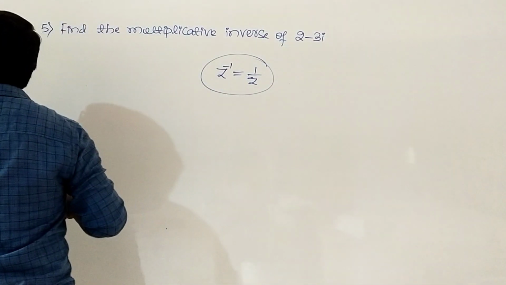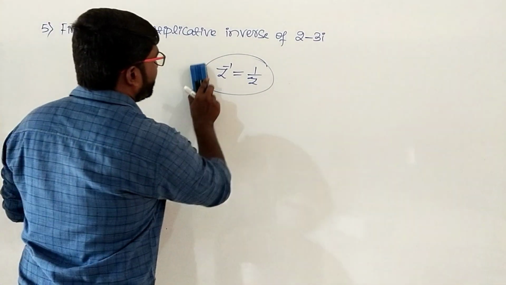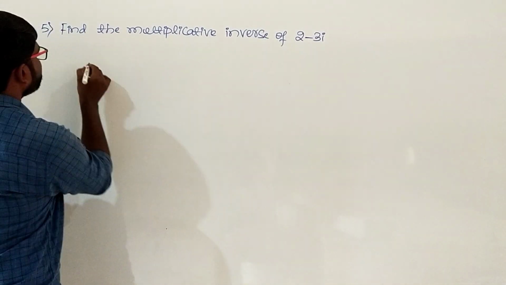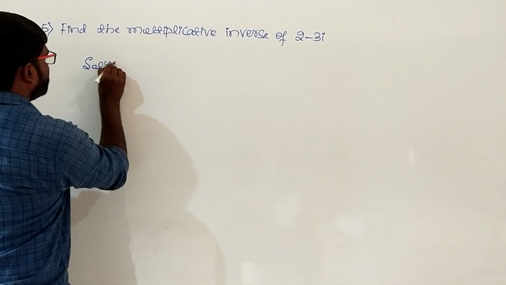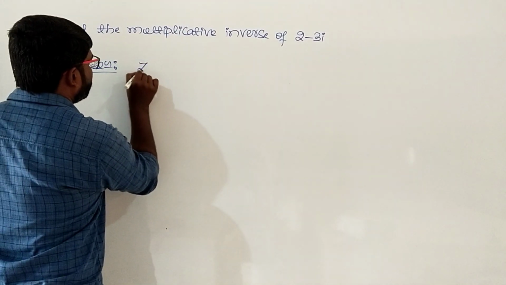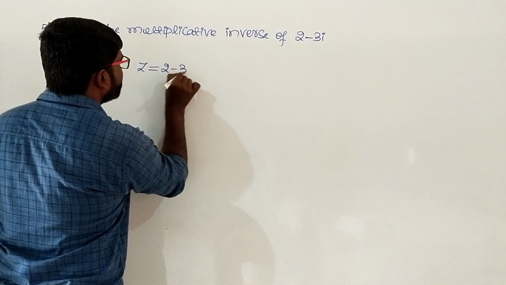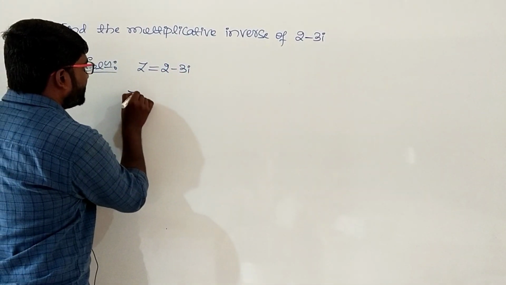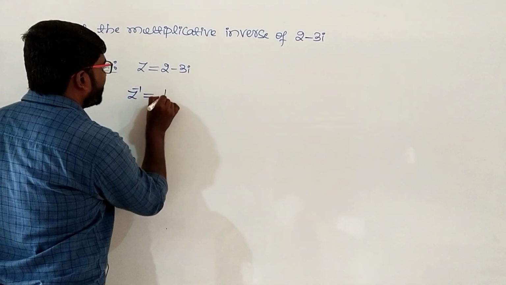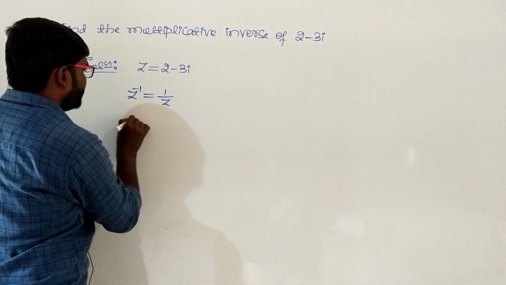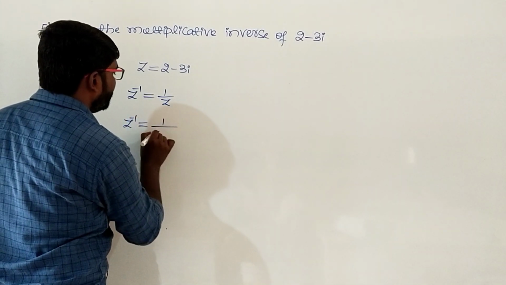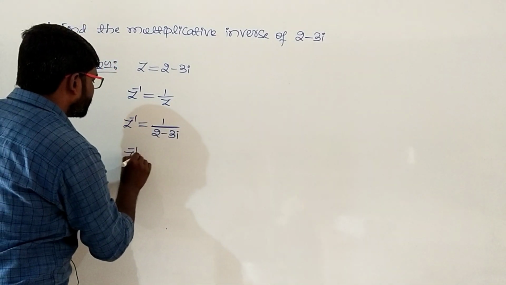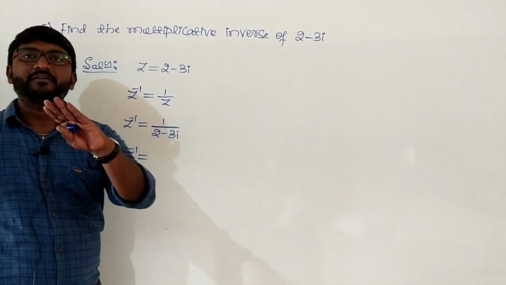So let us go ahead with the solution here. I take this as z, the complex number. So here z is equal to 2 minus 3i. It is the given complex number. Now the multiplicative inverse will be z inverse, which is equal to 1 by z. So z inverse is equal to 1 divided by 2 minus 3i. Now in the next step, we have to go for rationalization.